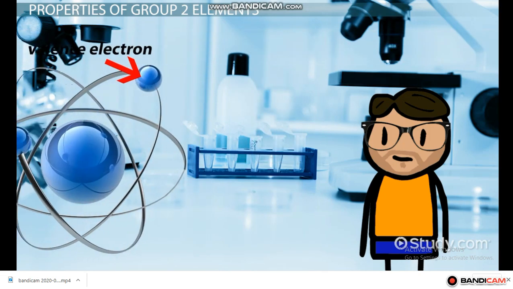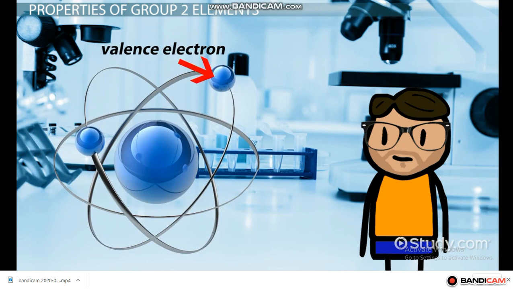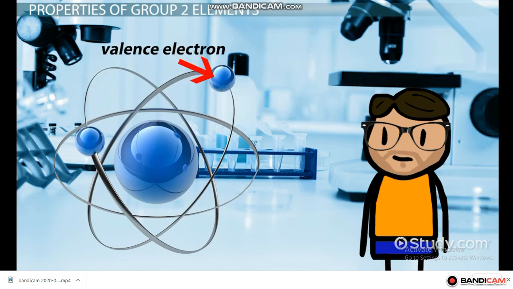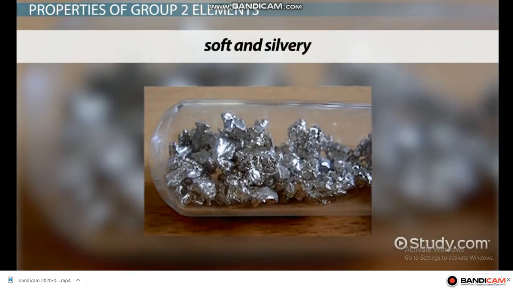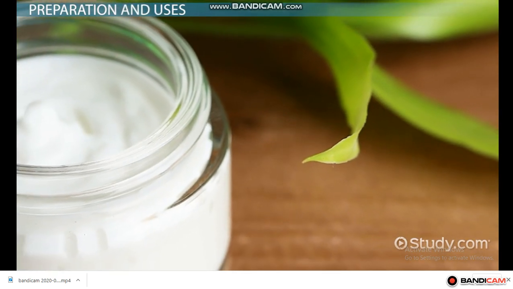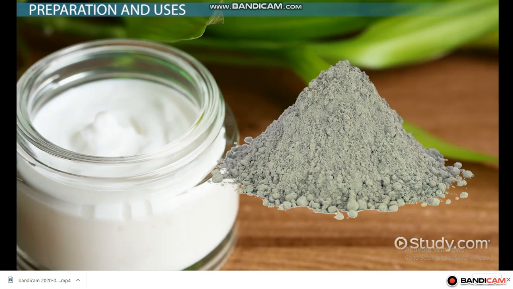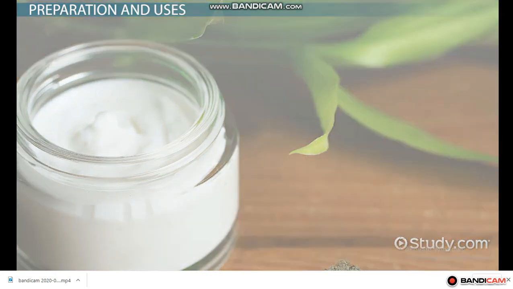Being in group 2 means they all have 2 valence electrons, or the electrons that are furthest away from the nucleus. These valence electrons are typically the electrons involved in reactions. Having 2 valence electrons makes this group reactive, meaning the elements want to combine with other elements, not just water. Other characteristics most share include being soft and silvery. Group 2 elements are ingredients in many important materials, from cement to face cream. Let's look at some examples in more depth.